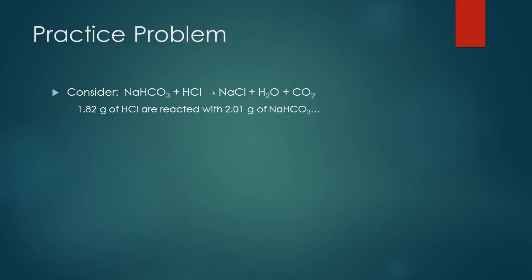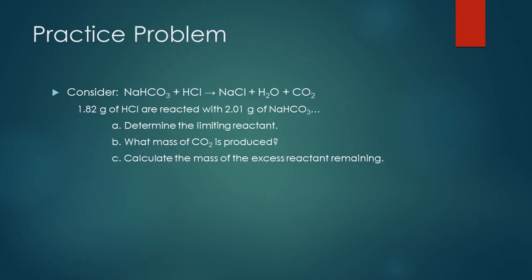Okay, one more practice here. Just click through the questions. So you're told to consider the reaction between sodium bicarbonate and hydrochloric acid. And we're told that 1.82 grams of HCl are reacted with 2.01 grams of NaHCO3. And then there are 3 questions you need to answer here. Determine the limiting reactant, what mass of CO2 is produced, and calculate the mass of the excess reactant remaining. So again, pause the video, try it yourself, see how you do.